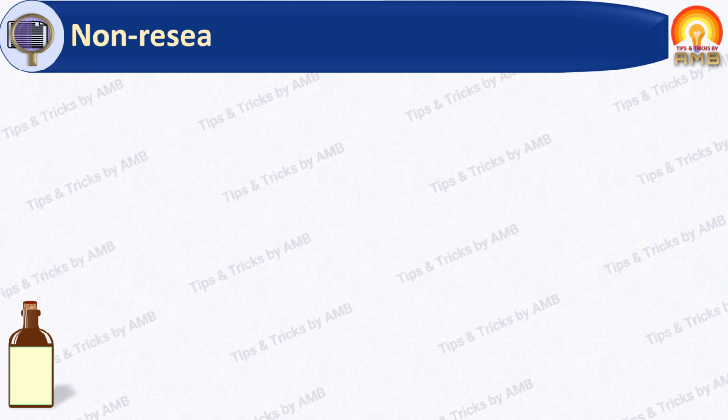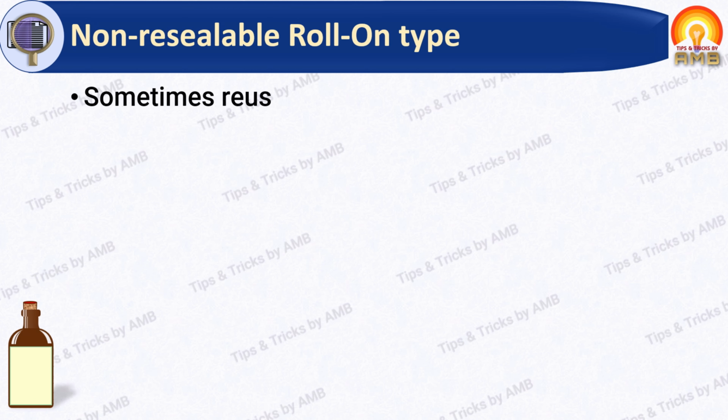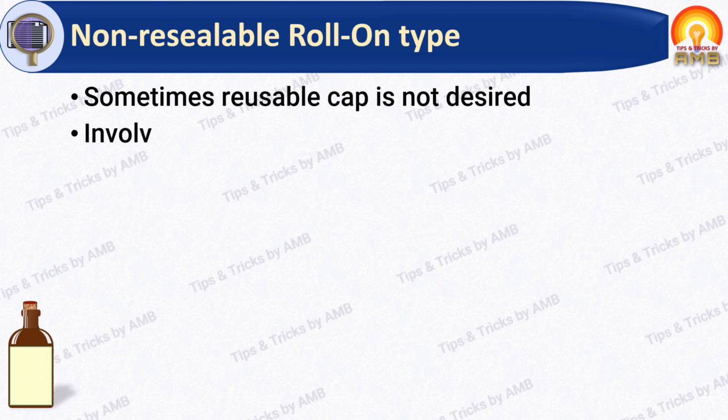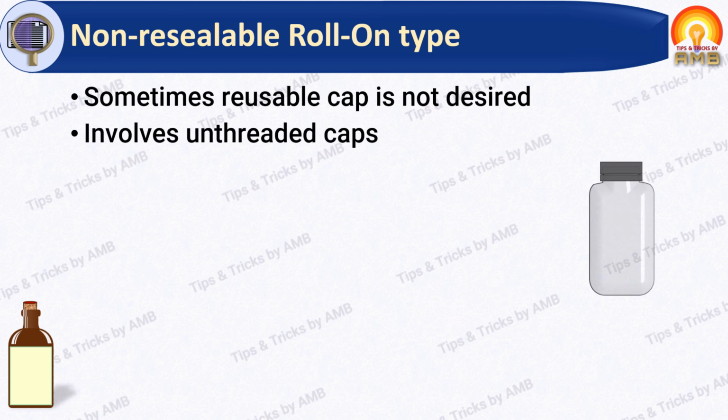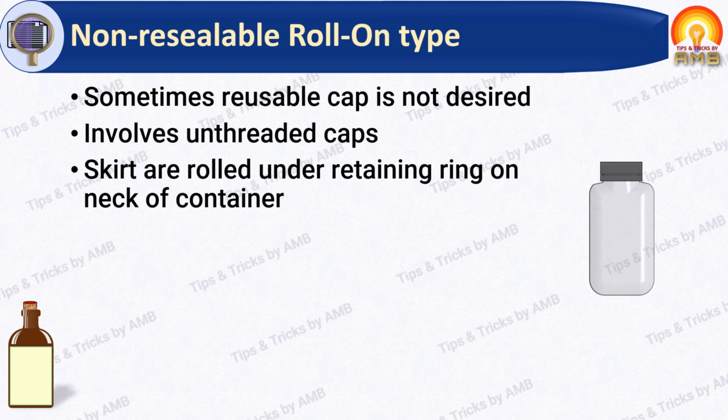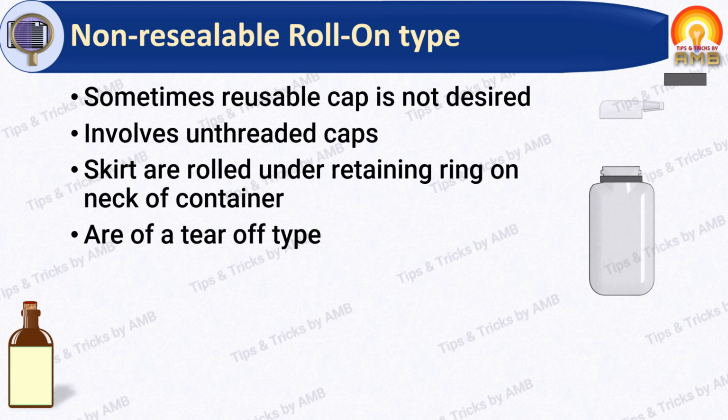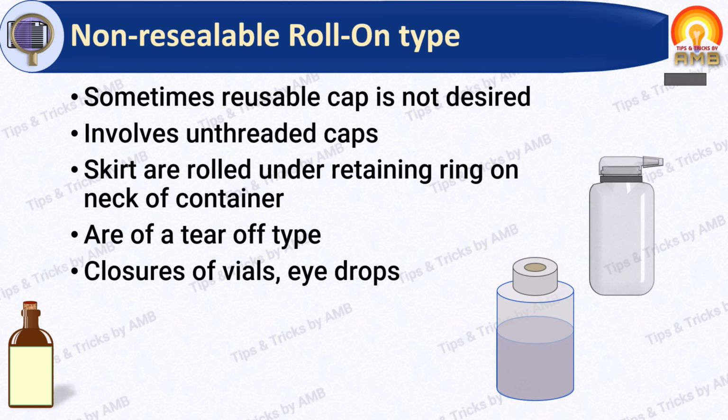Next is the non-resealable types. Sometimes a reusable cap is not desired. It involves unthreaded caps. Its skirt is rolled under the retaining ring on the neck of the container. This closure is of tear-off type, that is closures of vials or eye drops, etc.